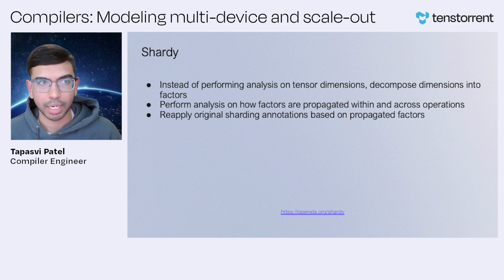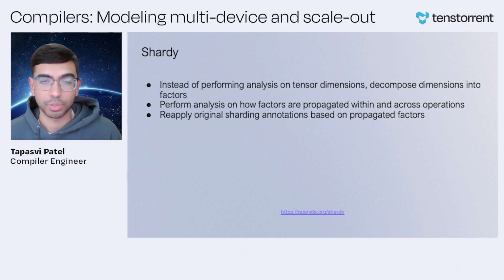So in comes Shardy. This is all credits to the Google DeepMind team. Instead of performing an analysis on the tensor dimensions, we can decompose the dimensions into one or more factors. Then we perform the analysis of how things should be sharded, how sharding should be propagated to and from ops and within an op. Then we can relay the propagations back into the original tensor dimensions. So Shardy is essentially a compiler framework that we can use to run analysis on our applications.